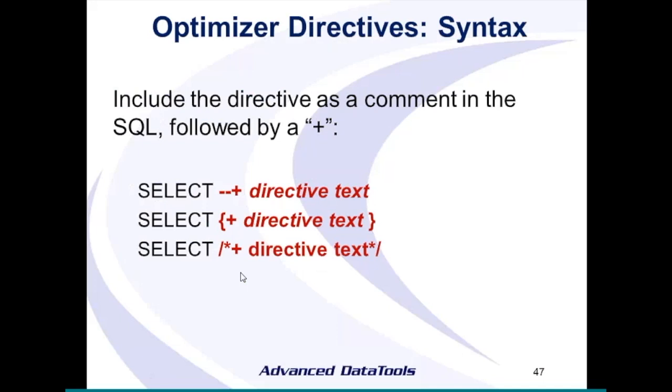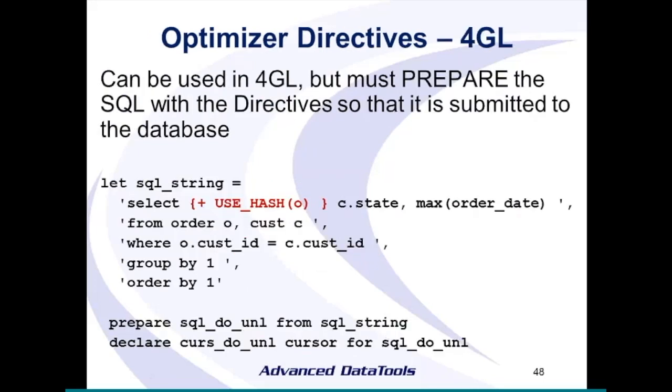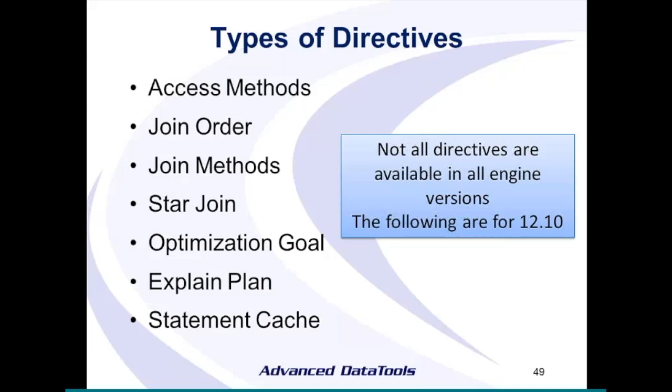Because they're comments, you can run them in things that may not be that Informix literate, and they'll just be ignored. You can use them in 4GL, but you have to prepare the statement so that it actually makes it all the way into the database and is not ignored as a comment. There are different types of directives. I'm not going to go through all of these, but I've left them here for reference. So the main ones are the access methods, the join orders, and the join methods.